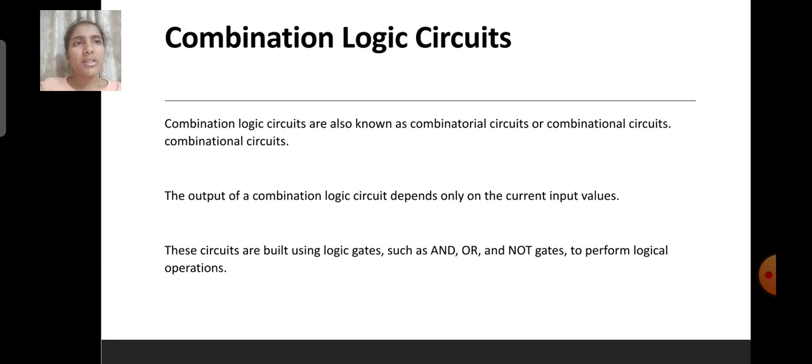Combinational logic circuits. Combinational logic circuits are also known as combinatory circuits or combinational circuits. The output of combinational logic circuits depends only on the current input values. These circuits are built using logic gates such as AND, OR, and NOT gates to perform logical operations.